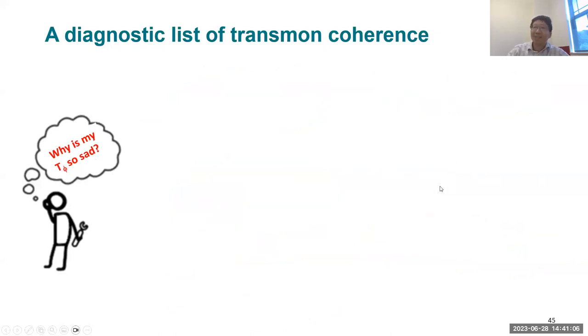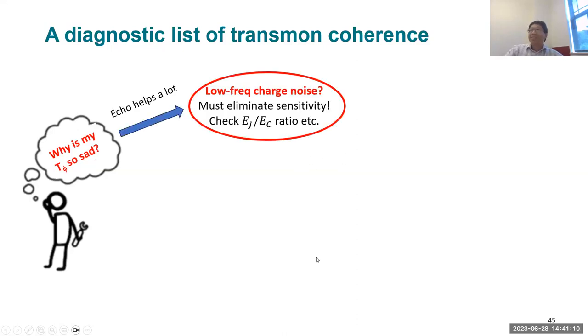So why is my T2 so short? The first question to ask is, does echo help? You should compare T2 Ramsey with T2 echo. If echo helps a lot, that means you have low frequency noise. Is it charge noise? Well, if your qubit is sensitive to charge noise, then chances are you better redesign your qubit. So this must be eliminated.